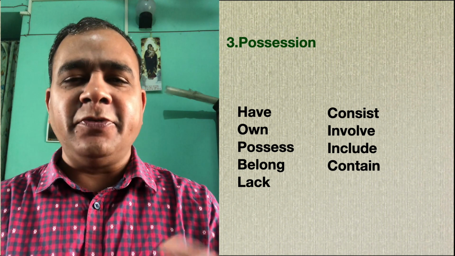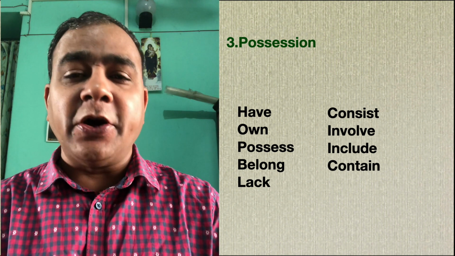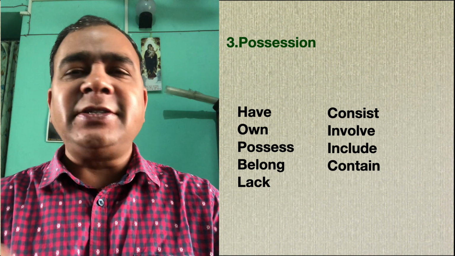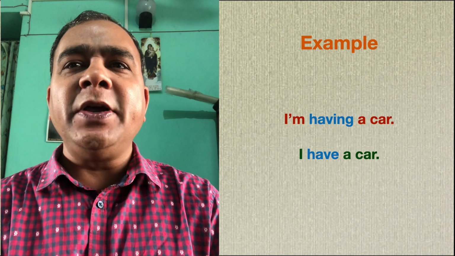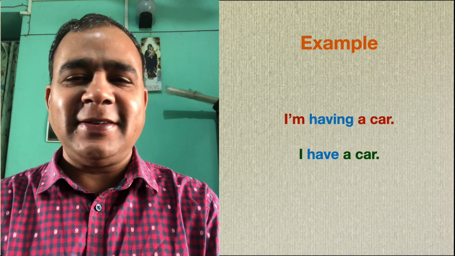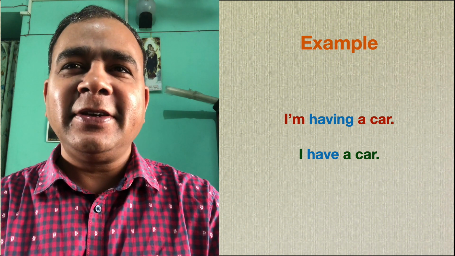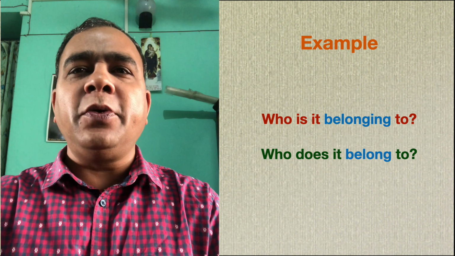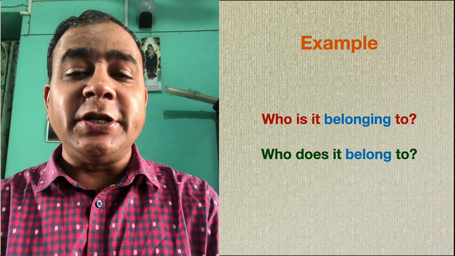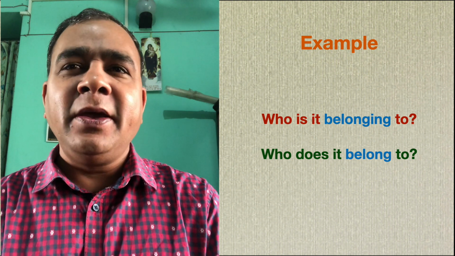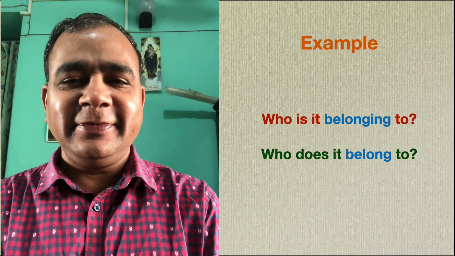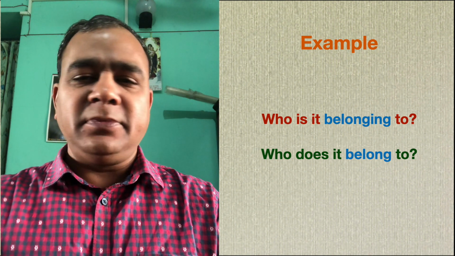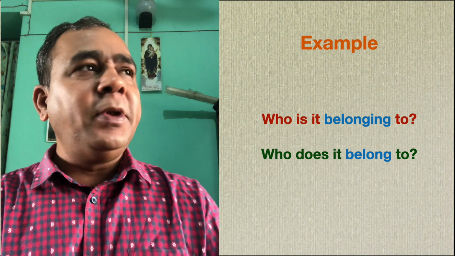Okay. There are some more verbs, but it's good to know which are the verbs so that we use the proper tense. Let's see some examples. I am having a car. Incorrect. I have a car. Okay. Who is it belong to? Something you found. Who is it belonging to? Sorry. Who is it belonging to? No. Who does it belong to? Okay. I am belonging to, say some, whatever the category. I belong to.